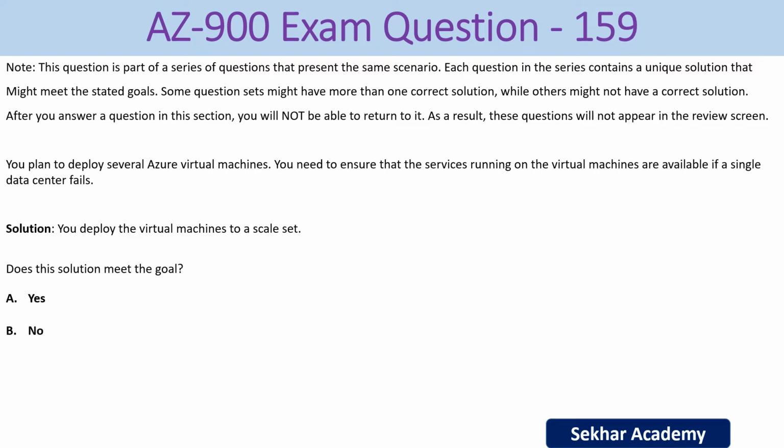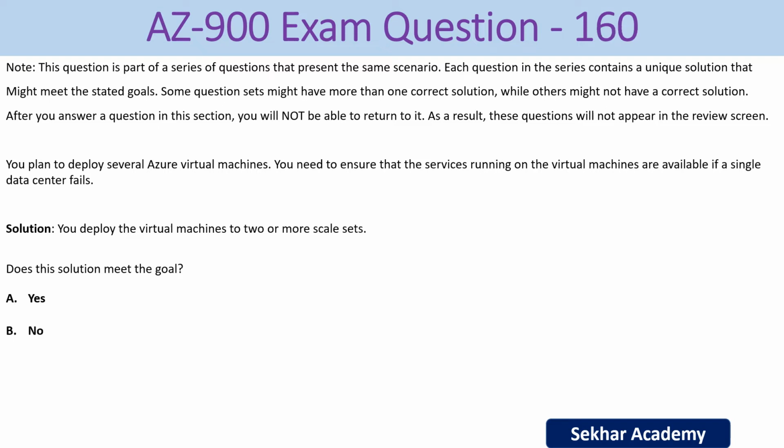AZ-900 exam question number 159. The question is the same as the previous one, but the provided solution is: you deploy the virtual machines to a scale set. Does this solution meet the goal? Again, the right answer is B, no. So this will not meet the goal, since deploying the virtual machines to a scale set will not meet the goal.